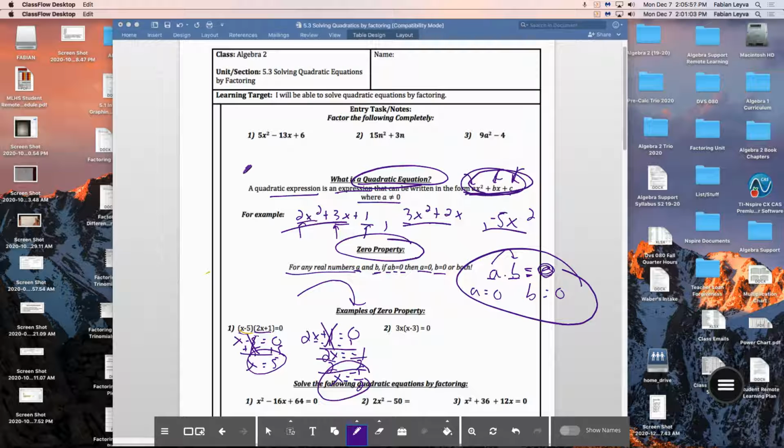So what are my two answers? They would be 5 and negative 1 half, because those are what makes either this guy 0 or this guy 0. So no matter what, you end up with a 0. So let's try the next one.